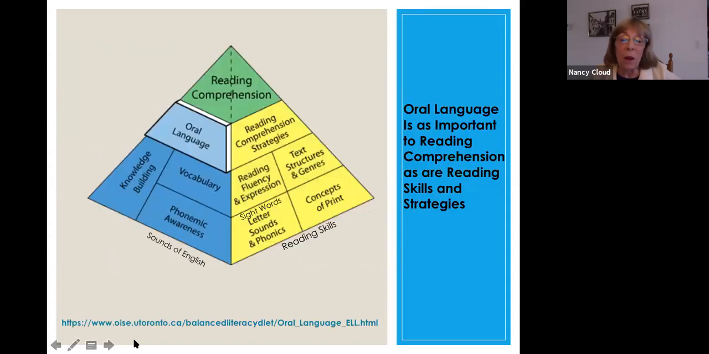Okay, so this comes from the OISE Institute in Toronto. That's where Jim Cummins was based all the years that he was working. He's now retired. And why I wanted to show you this graphic is because if you look at the yellow boxes, those are the things we typically think of as reading skills that support reading comprehension. And yet, if you look on the blue panel, you can see that vocabulary and sentence structure and knowledge building and even acquiring the sounds.